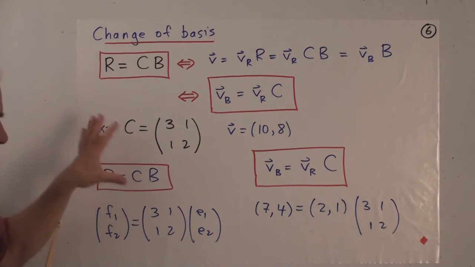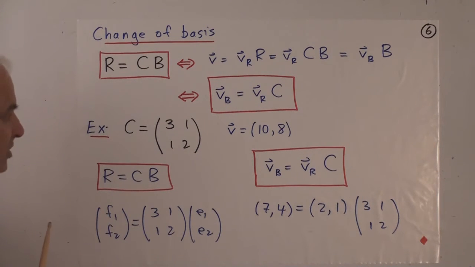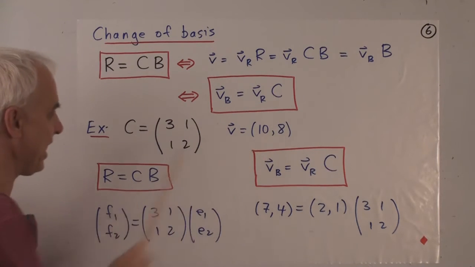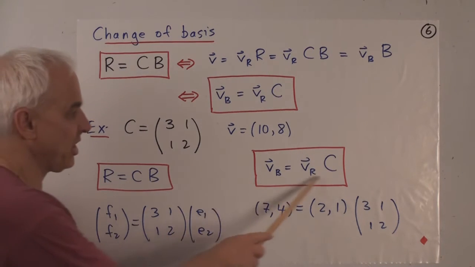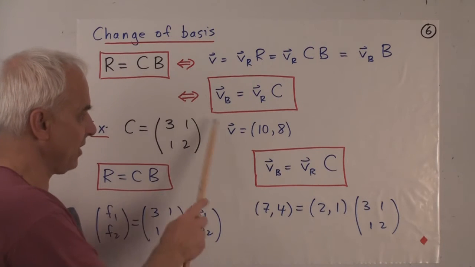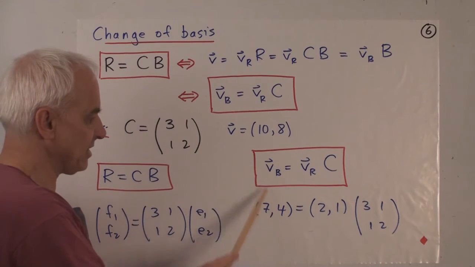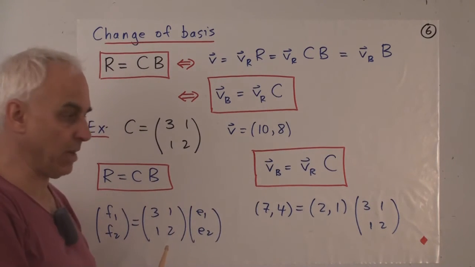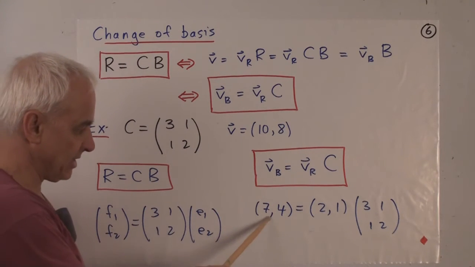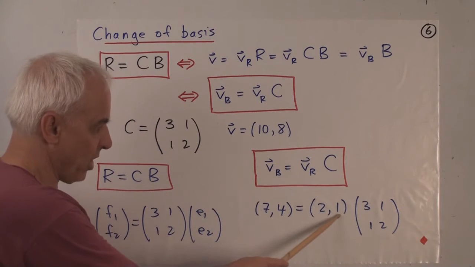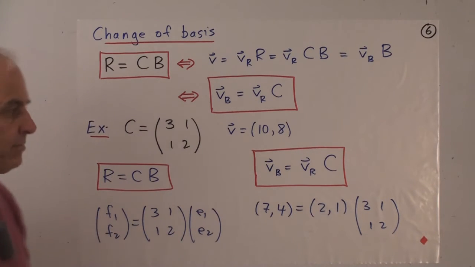So let's have a look at the special case we've been talking about. So V is equal to (10, 8). R is equal to C times B. That's the equation right there. There's R, there's B, and there's C. And this expression here that we were writing down is just the relation, in this case, that V sub B is the coordinate vector with respect to Bob, V sub R is the coordinate vector with respect to Rachel, and yes indeed (7, 4) equals (2, 1) times C.